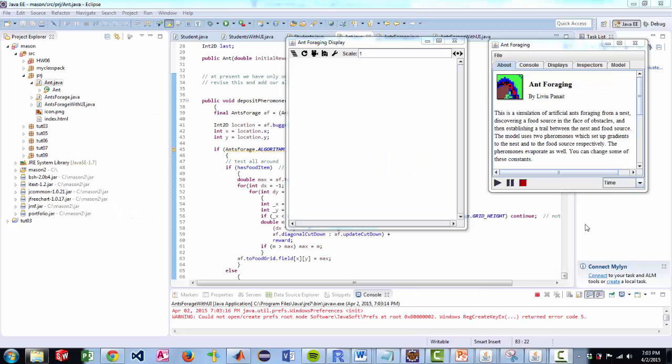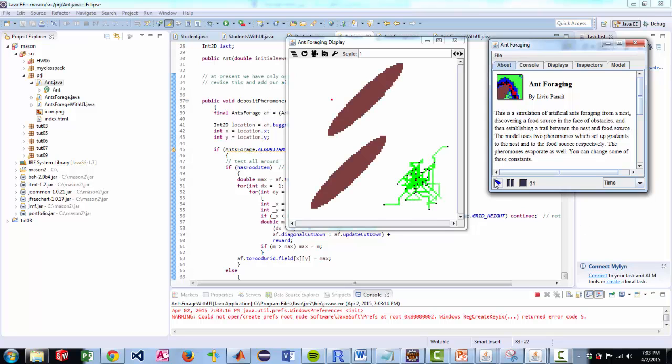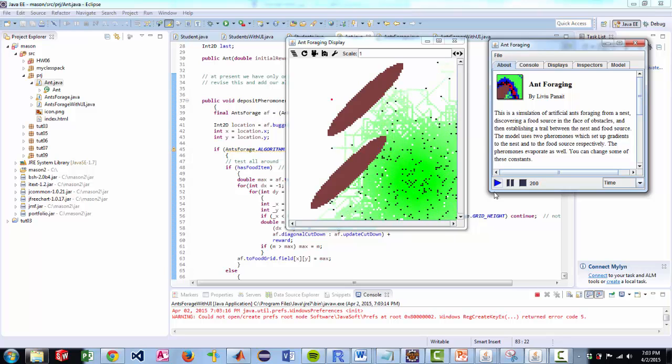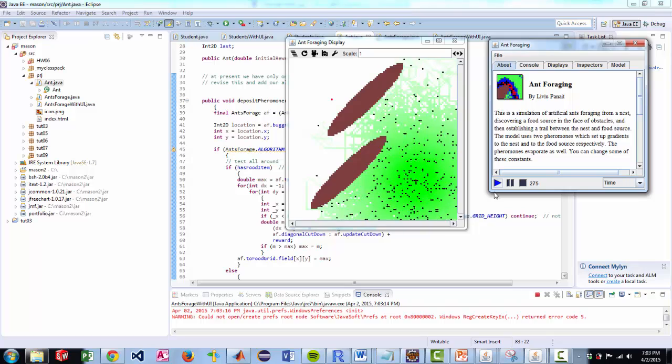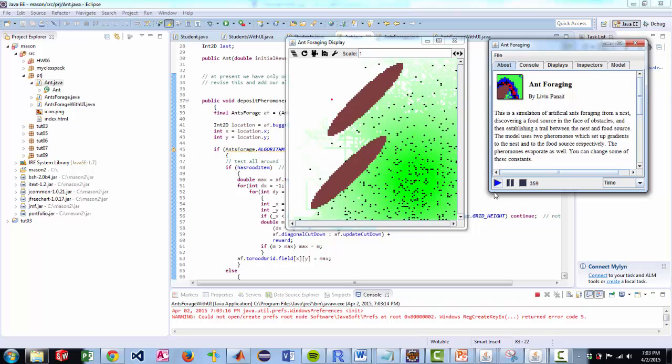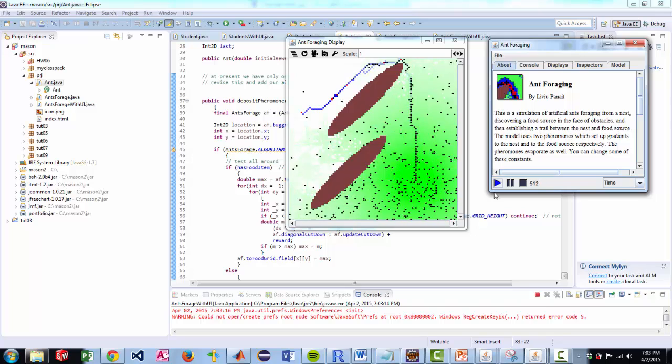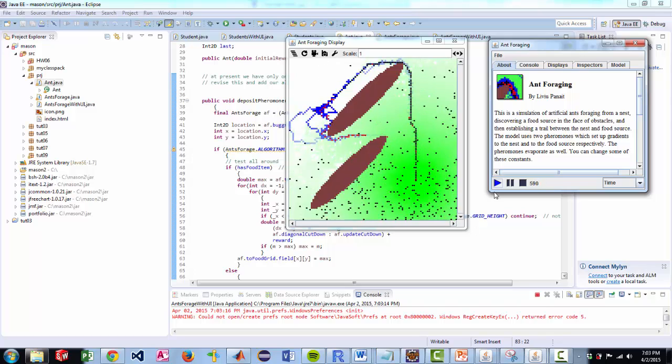So we're just going to quickly run this ant foraging simulation to see what happens. As you can see, the ants start at the starting point. They randomly move throughout the interface in various directions to try to find the food. The one ant just found the food and is heading towards the starting point again.